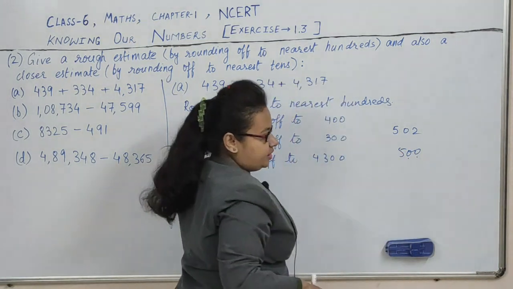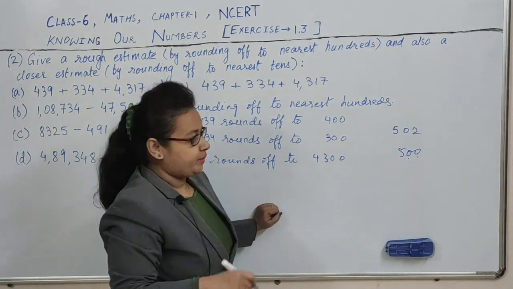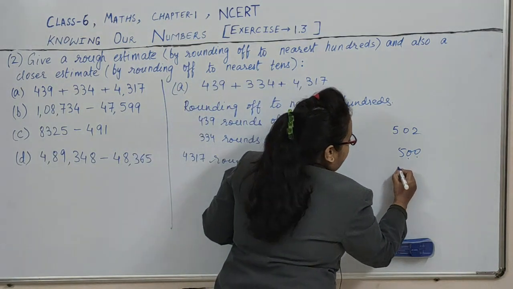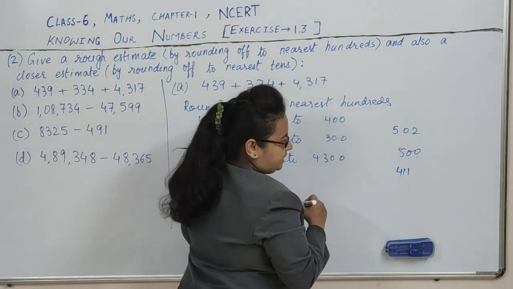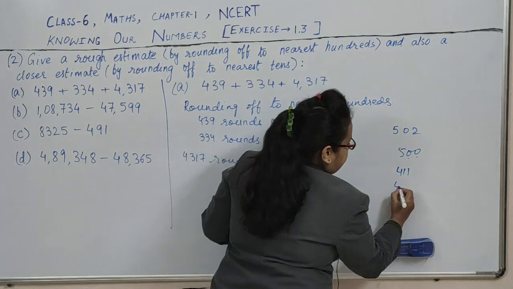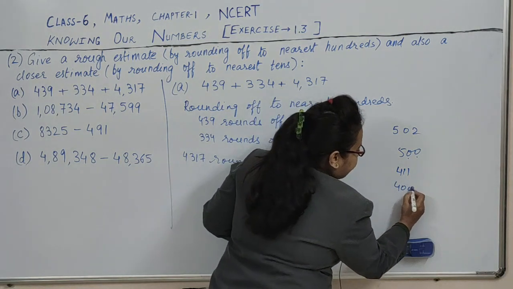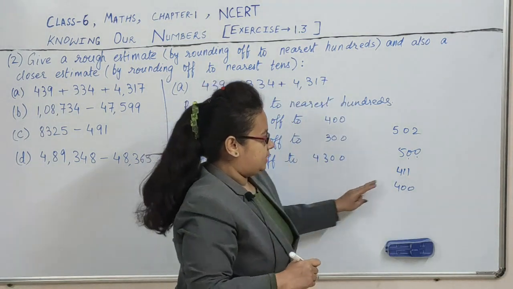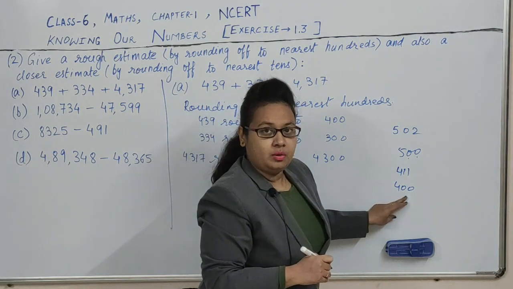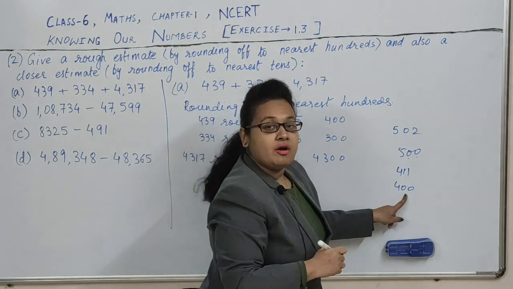1 and the tens digit becomes 0. Okay, or if I say 411, round off this number, what will be the answer? Rounding off to hundreds, it will become 400. Okay, this 411 is rounded off to the nearest hundred and it becomes 400.